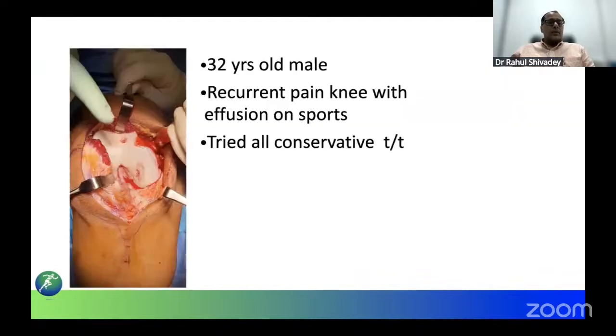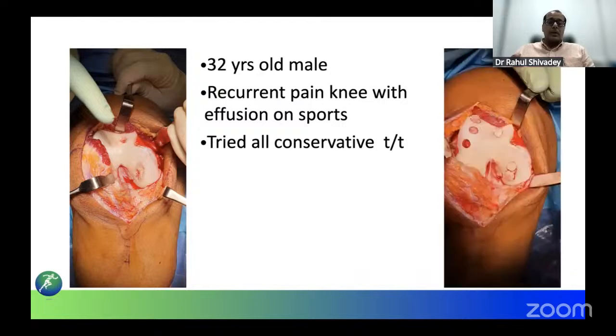Another patient, 32 years male, recurrent knee pain, arthritis, effusion, all sports. We tried all conservative treatment. And those were the days when we were doing more of open procedures for OATS. And we put in 3 plugs. And this patient has been doing well. I've followed up this patient for more than 4 years. And this patient has returned back to all his activities.